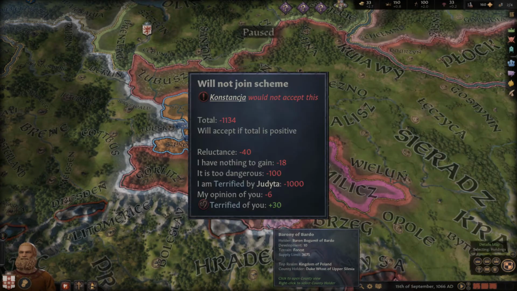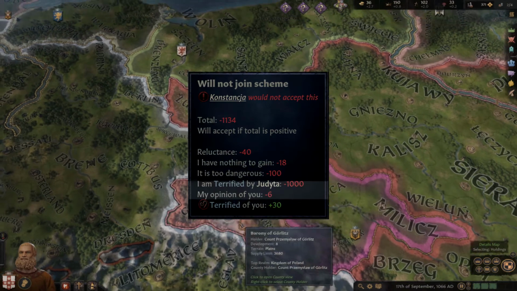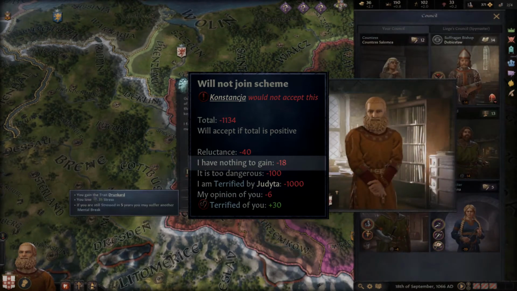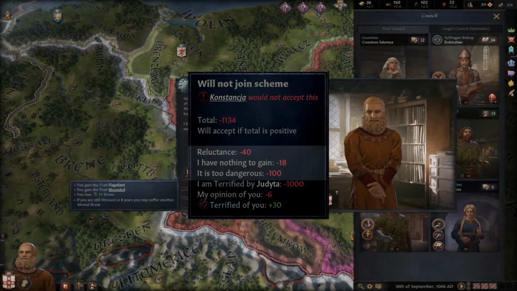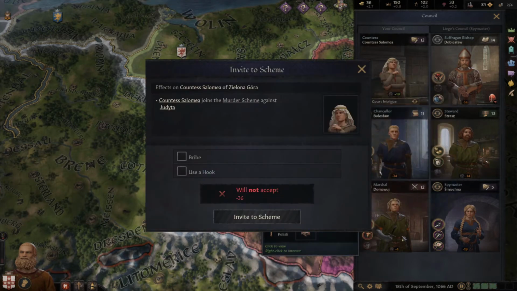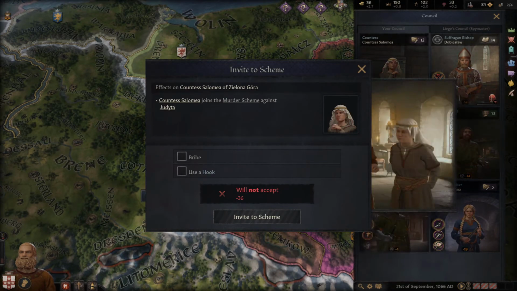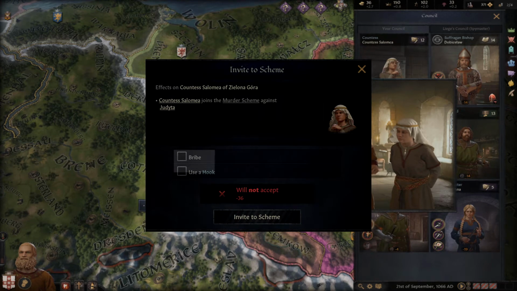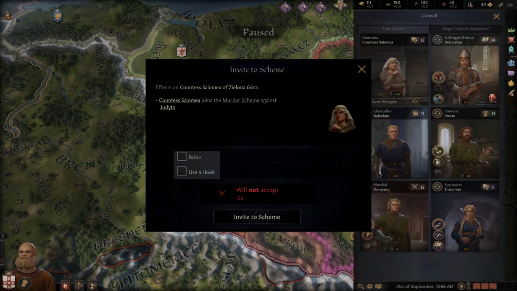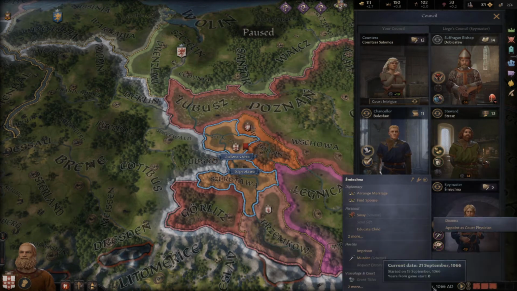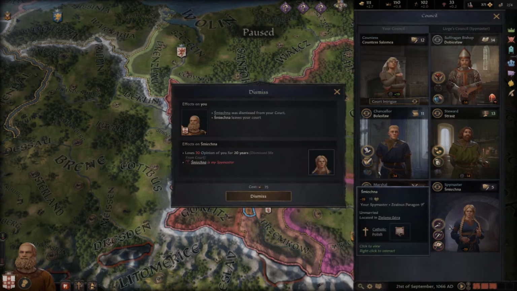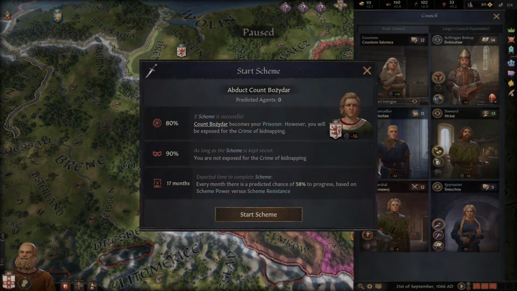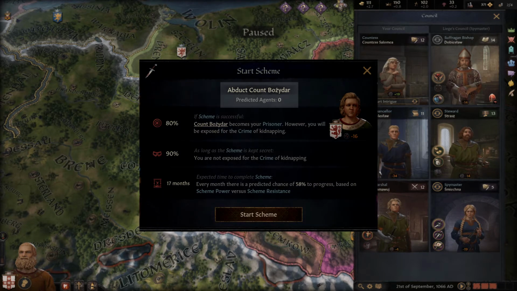An agent's acceptance is based on their opinion of you, their opinion of your target, whether or not they have something to gain, and any traits or lifestyle choice modifiers. Of course, agents that are initially unwilling to join may be bribed with gold, or if you have a strong hook on them. When starting a hostile scheme, the success chance listed in the prompt will include agents already willing to join. If there are those that can be convinced by bribe or by hook, this number will be listed in the prompt's potential agent count, shown right here.